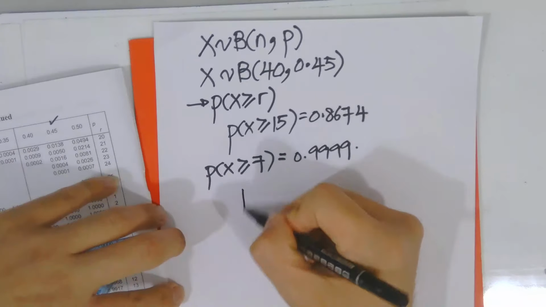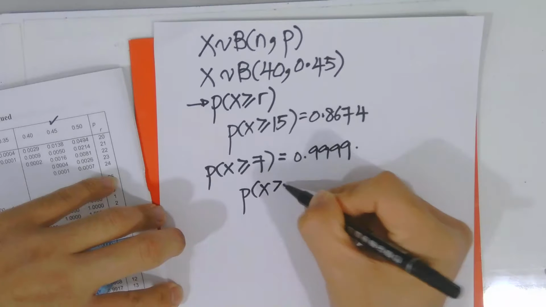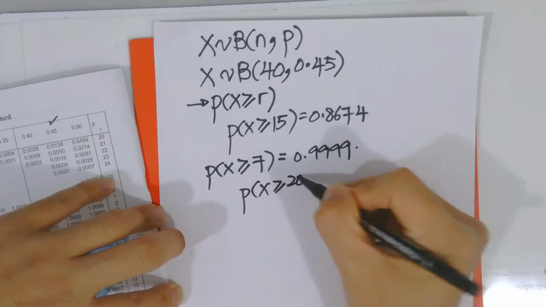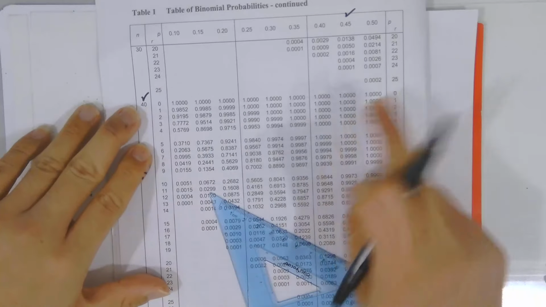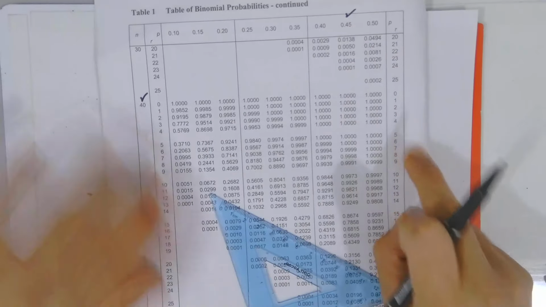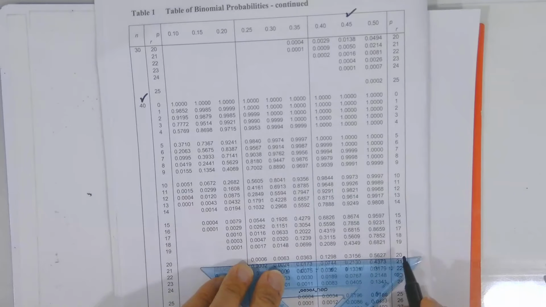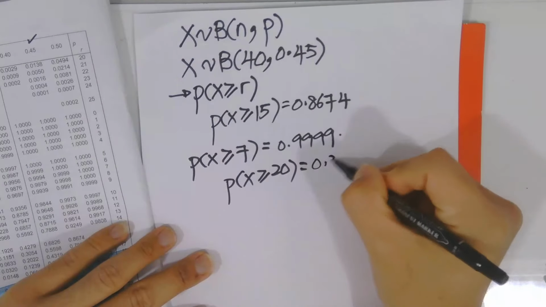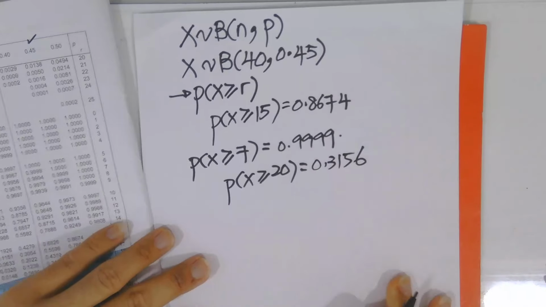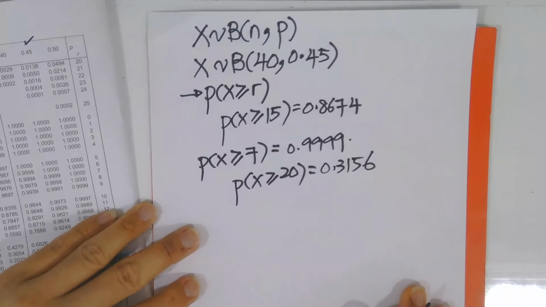If I say the probability of at least 20, again, very simple. You can search from here: 40, 0.45, 20. Where is 20? The value is 0.3156. I hope you already understand this one.